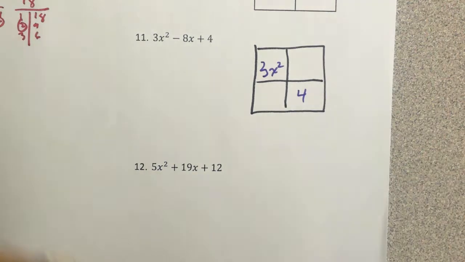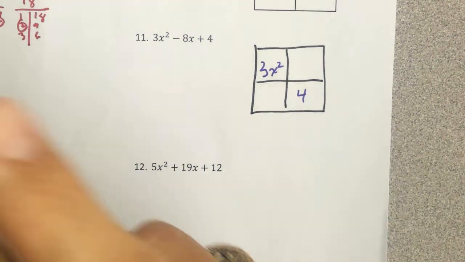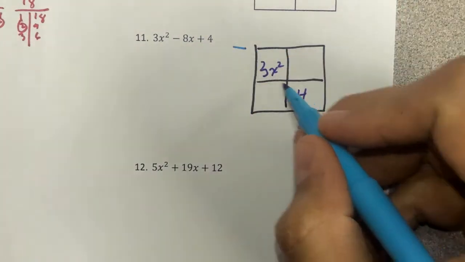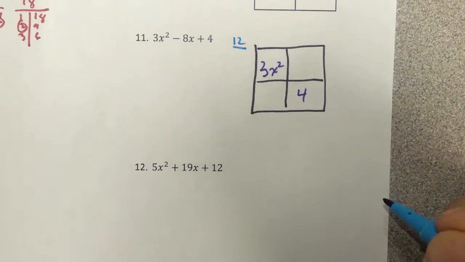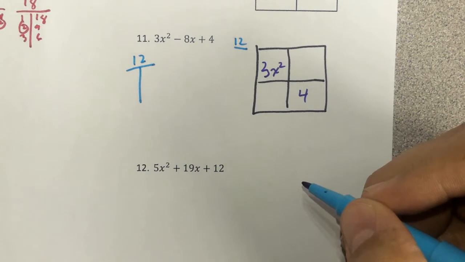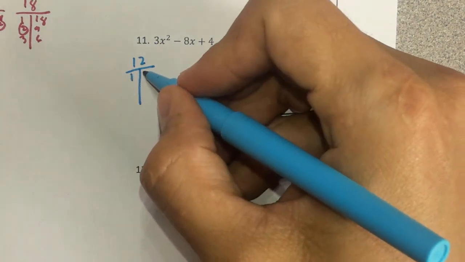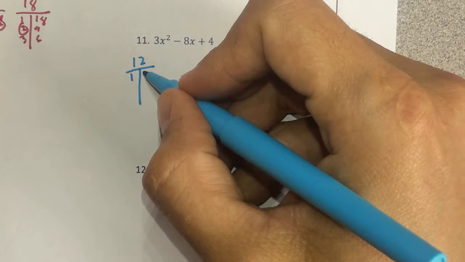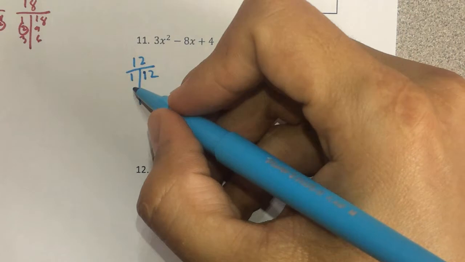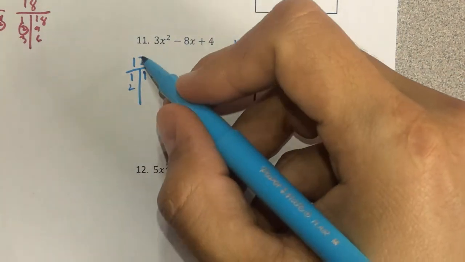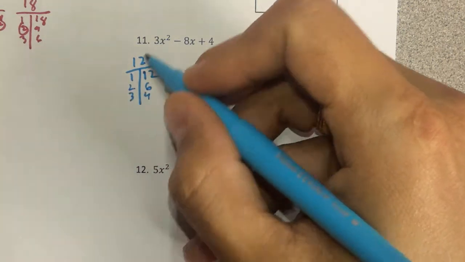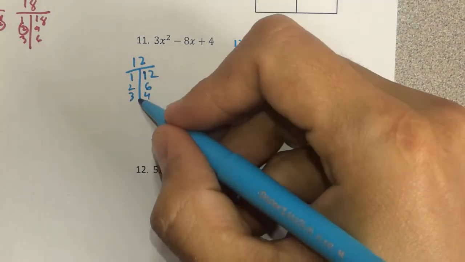What we're going to do is multiply A times C. And we'll put that here. So 4 times 3 is 12. Now we're going to take that 12 over to the side, and we're going to factor that out. So we start with 1 times 12. Then we look over here and we're going to go to 2. 2 is a factor of 12. 2 times 6. 3 goes into 12. 3 times 4. Okay, now they've started repeating.